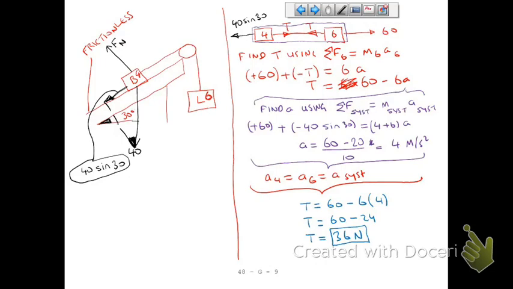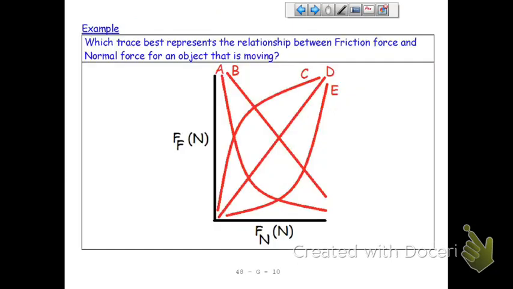There's more than one way to do it. If you look online, you'll see other ways to do it, but this is, I think, the most efficient way of doing it. Okay, so which trace best represents the relationship between frictional force and the normal force of an object that is moving? So I'd say Ff is equal to mu k times Fn.